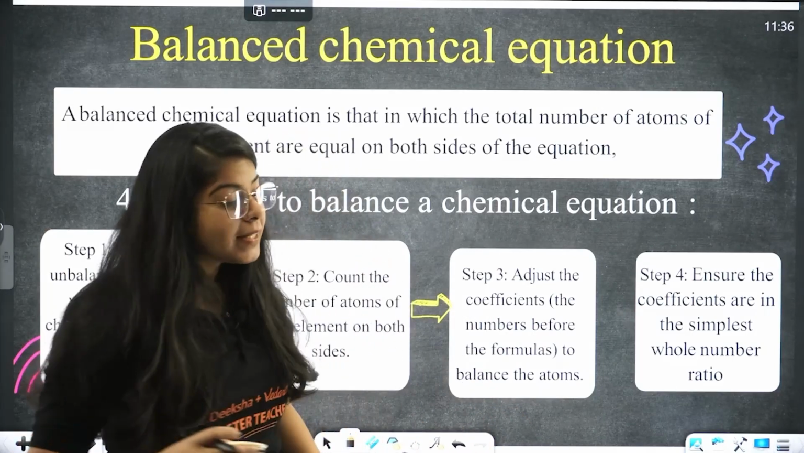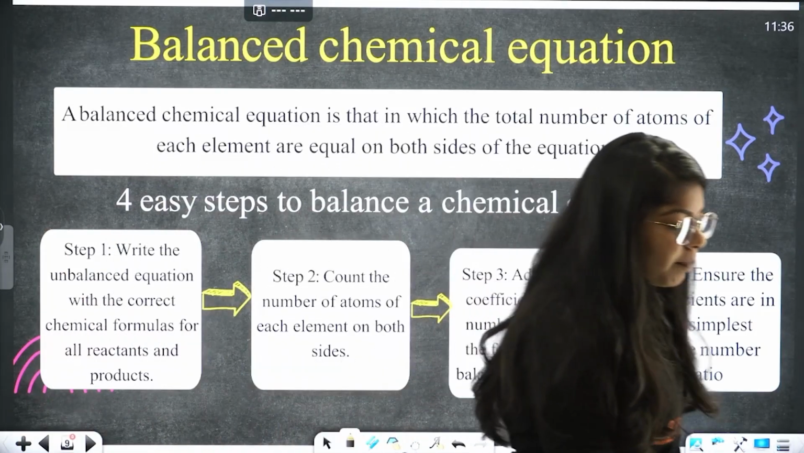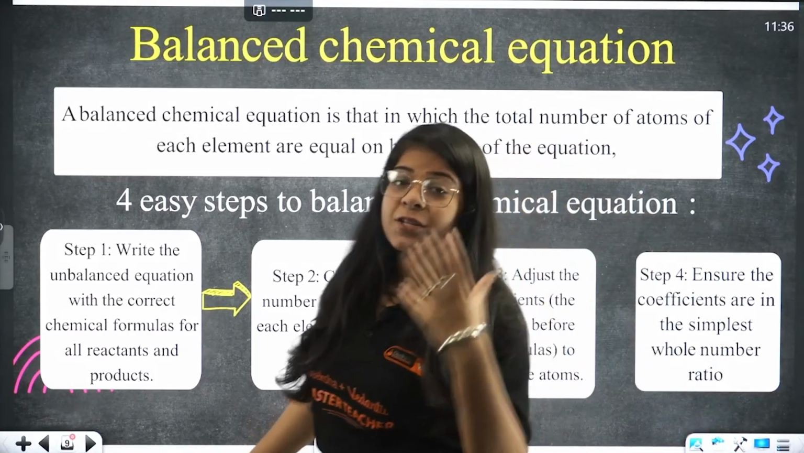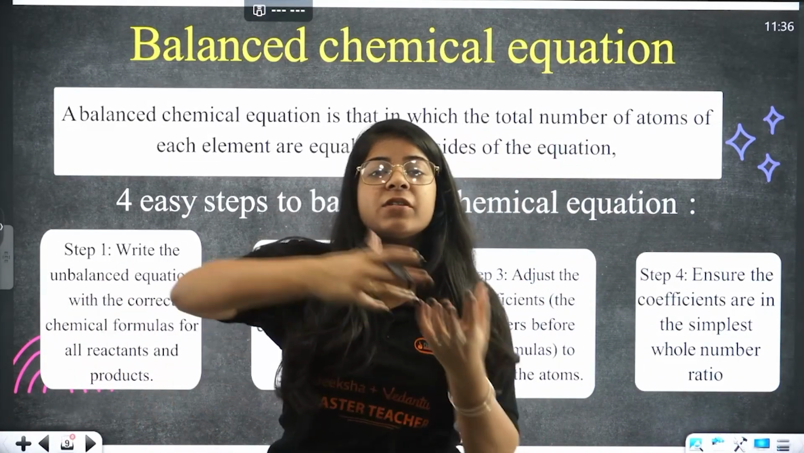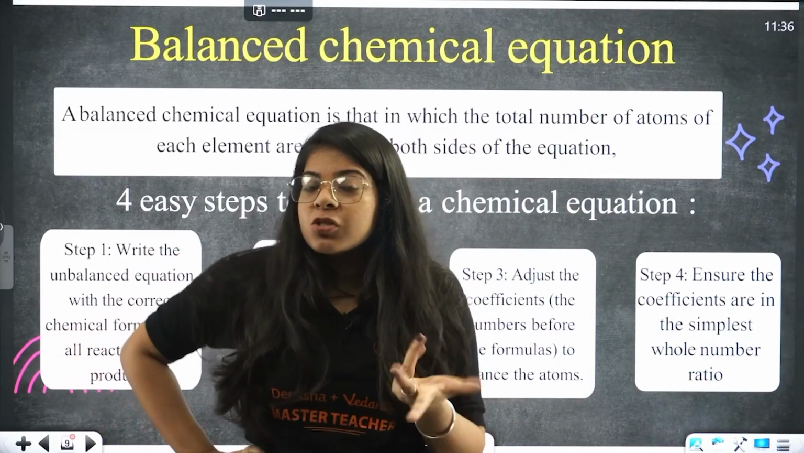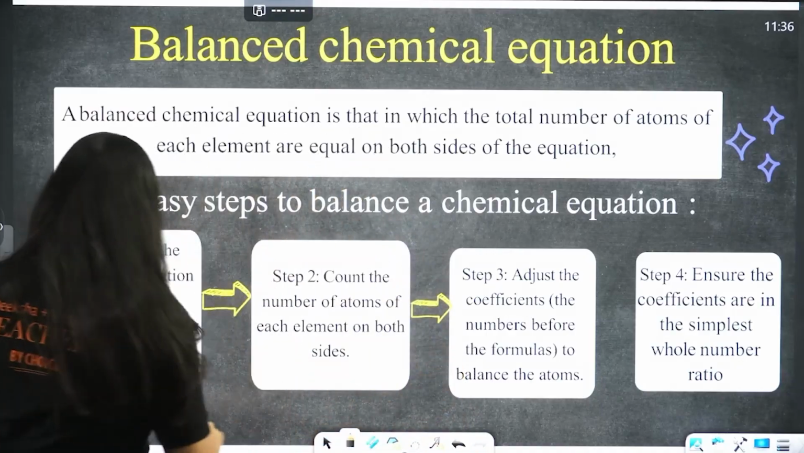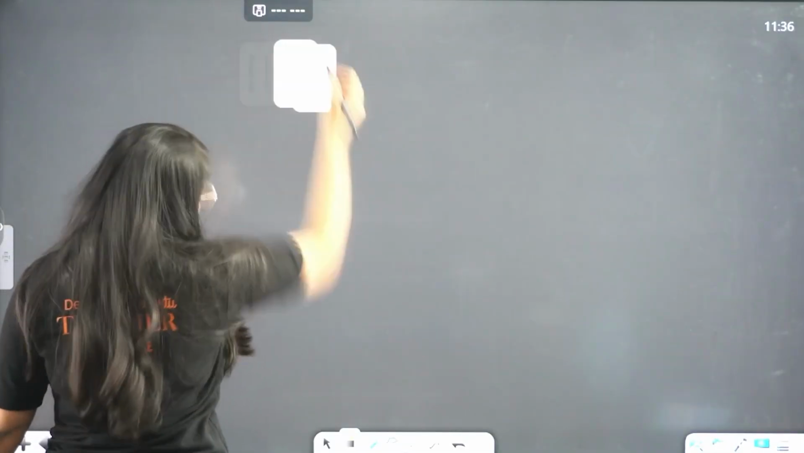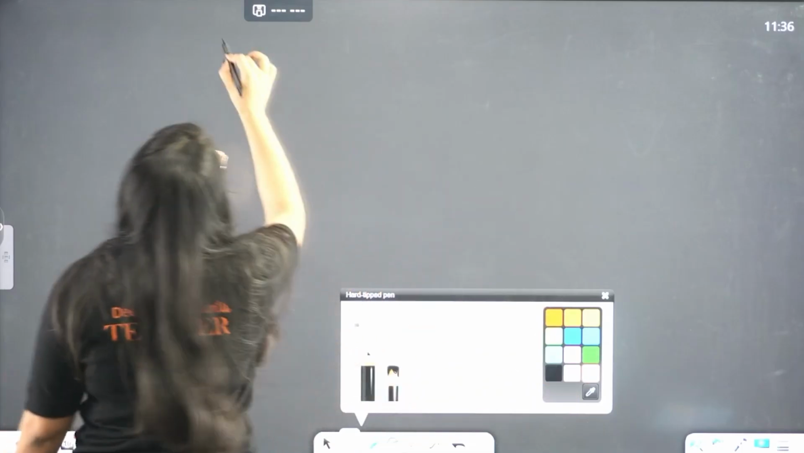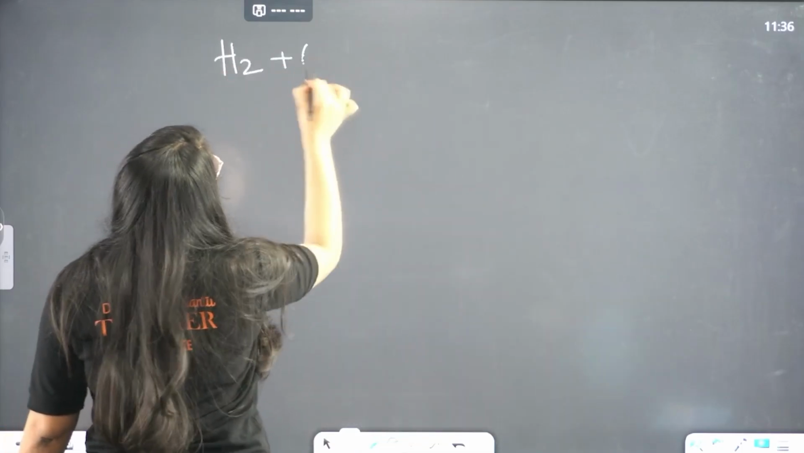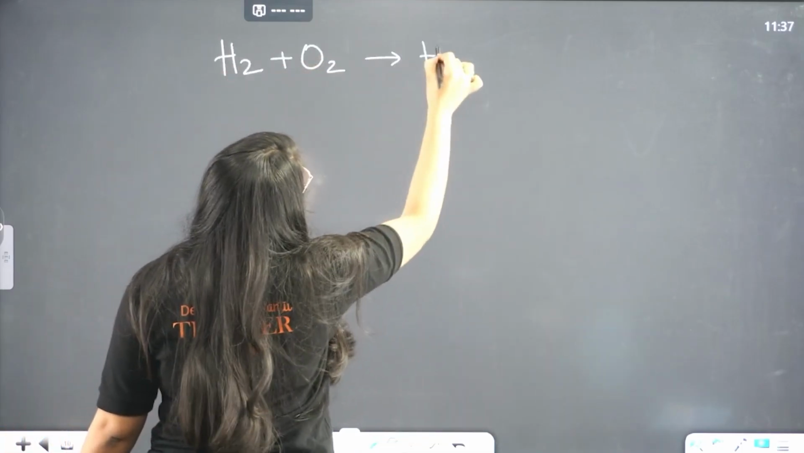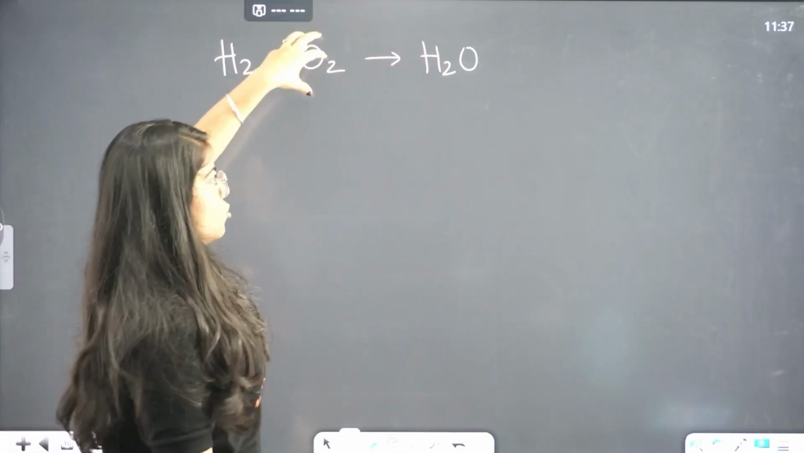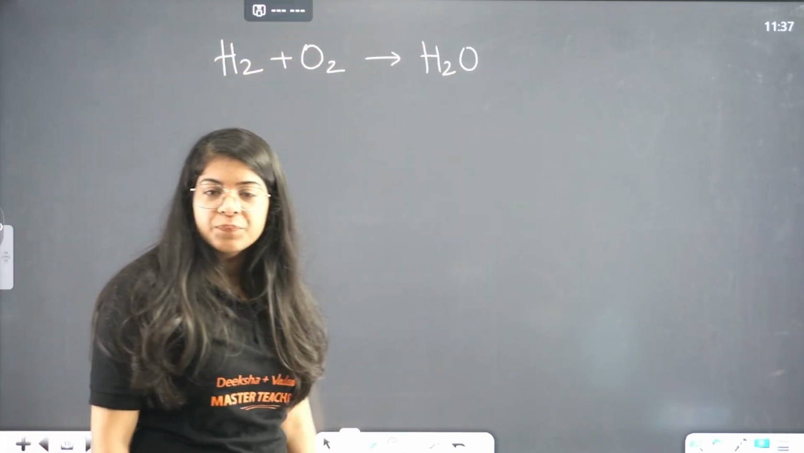So, what is a balanced equation? Balanced equation is what we studied, right? H2 plus O2 gives H2O. But this is not balanced. Let's see. Okay, H2 plus O2 gives H2O. Here hydrogen atoms are 2, and oxygen atoms are 2 on one side, but oxygen is 1 on the other, right?